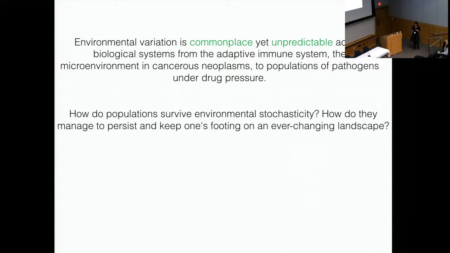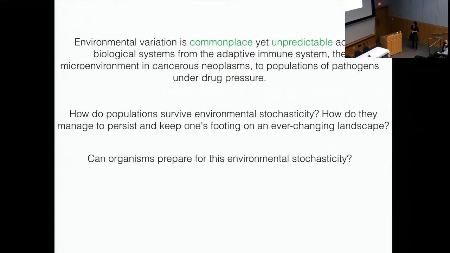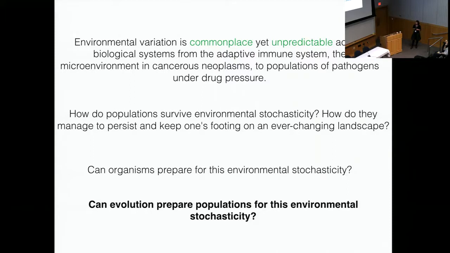And we want to know, how do populations survive this environmental stochasticity? How do they manage to persist and keep their footing on this ever-changing landscape? A lot of the time, especially in population genetic models, we have this framework of fitness pushing you towards the fitness peak in a static fitness landscape. However, what happens when the landscape changes through time? Can organisms prepare for this kind of environmental stochasticity? And can evolution prepare organisms, populations, lineages for this stochasticity?